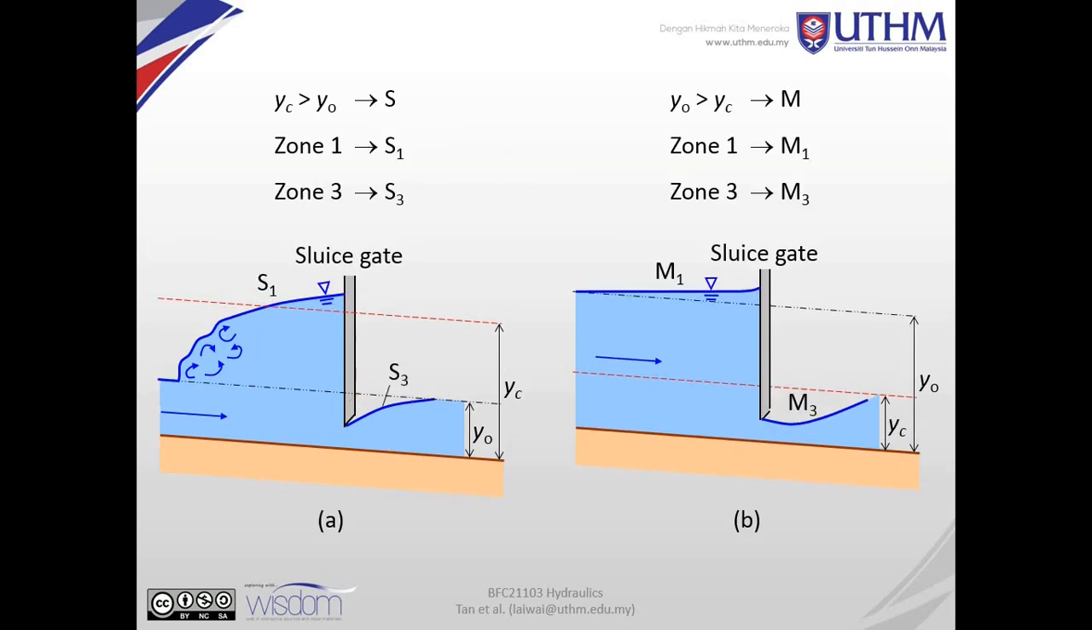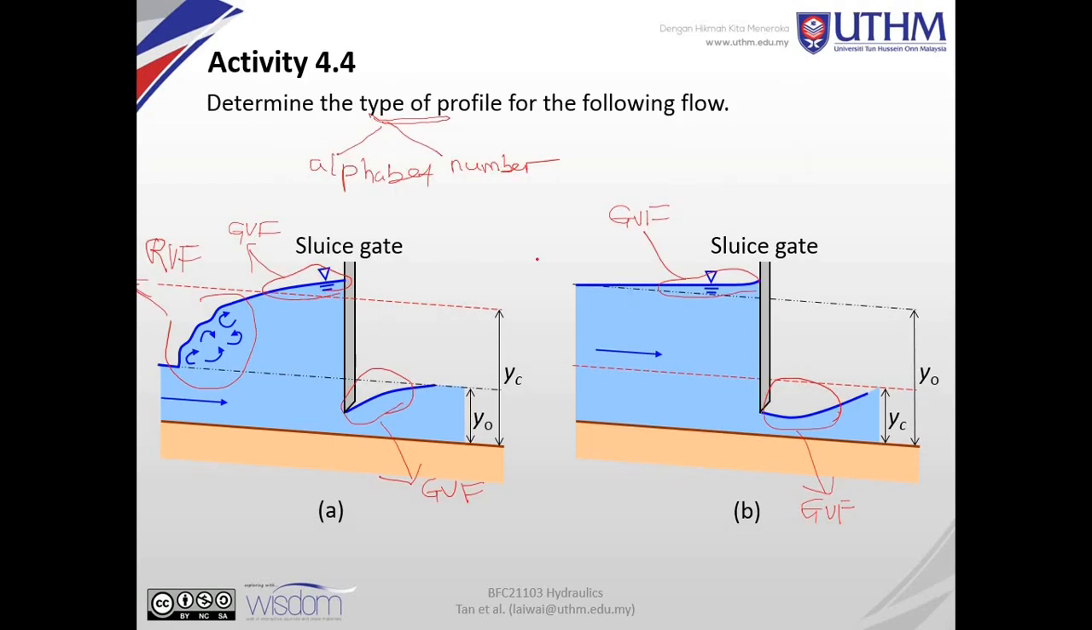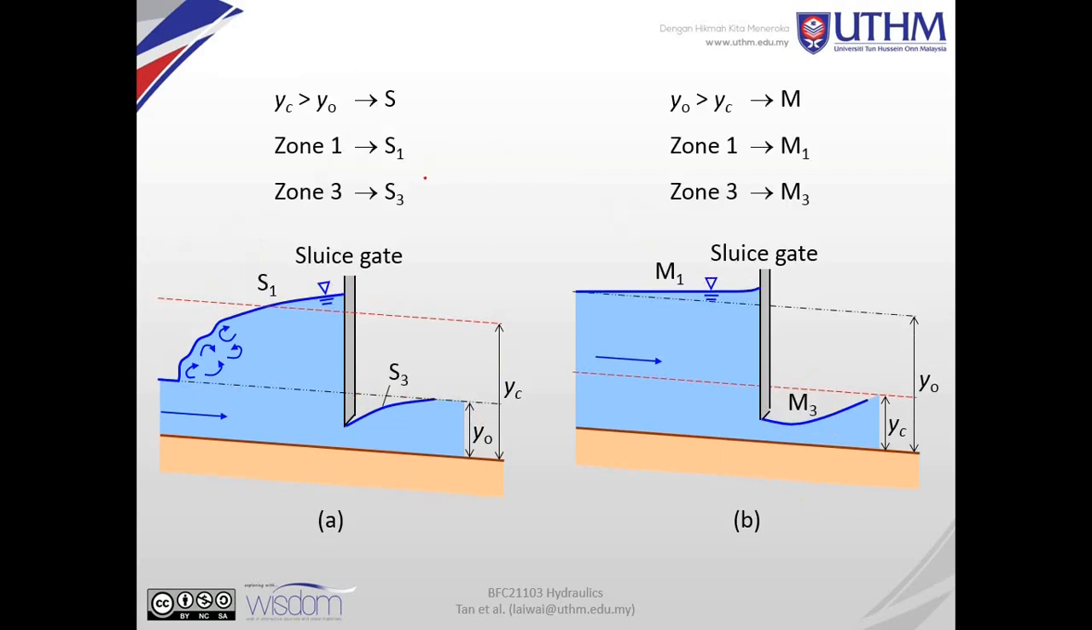The first step is the classification of the slope. In order to do so, we need to compare what? We need to compare Y0 and YC. According to this figure, when we compare Y0 and YC here, we found that YC is more than Y0. So the type of slope is steep slope. This steep slope, we represent with the symbol S.